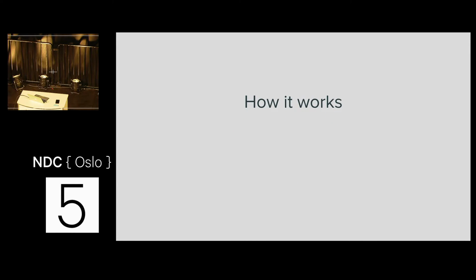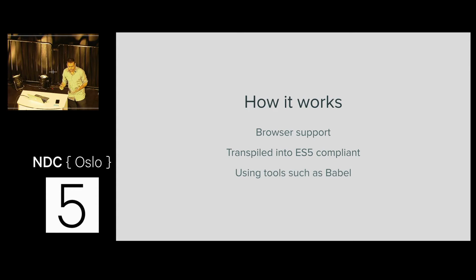And if you're wondering how it works, like how can you write ES 2015 code if it doesn't run in the browser, because we don't have perfect browser support yet in all of them, what we do is we write in ES 2015, the new language, and it gets transpiled into ES5. We call it ES5 compliant because all the browsers know how to run it. And you can use a tool such as Babel for this.